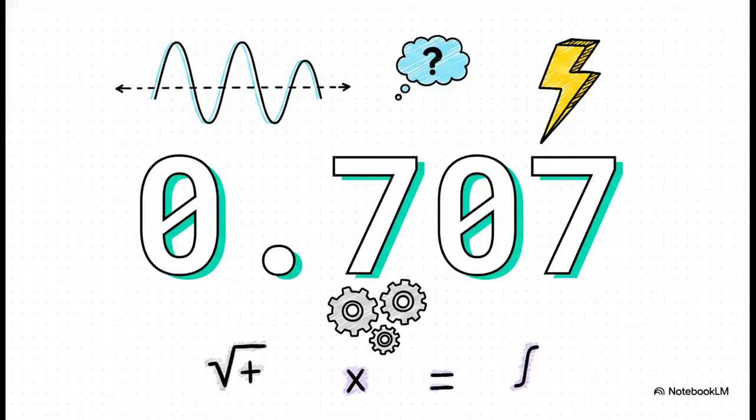0.707. I mean, this number is practically burned into the brain of anyone who's ever had to sit through a physics exam or calculate AC power, right? We use it constantly, we trust it completely. But I gotta ask you, do you actually know where this oddly specific decimal comes from? Most of us just accept it as a given, like a magic constant handed down from the textbook gods. Well, not today. Today, we're not just accepting it, we're going to prove it.